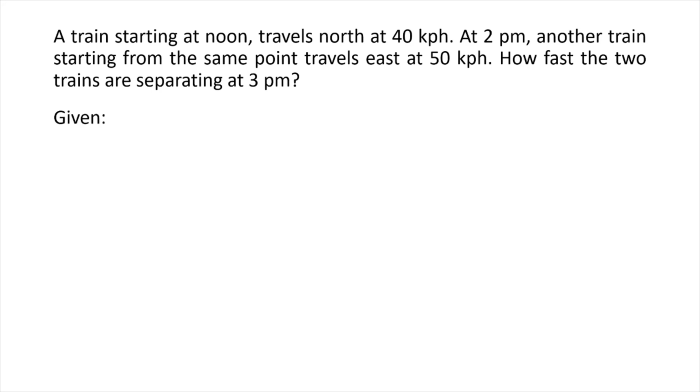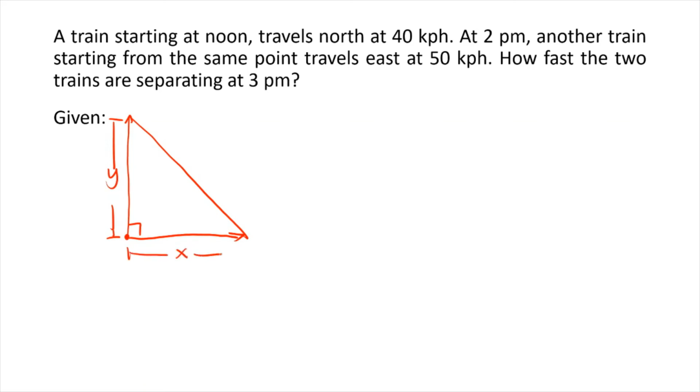Alright, let's sketch. So the first train, let's say this is the starting point, is traveling north. And then the second train is traveling east. So this is now the distance between the two trains, and a right triangle is generated. Let's label this distance as y, and then let's say we call this distance x.